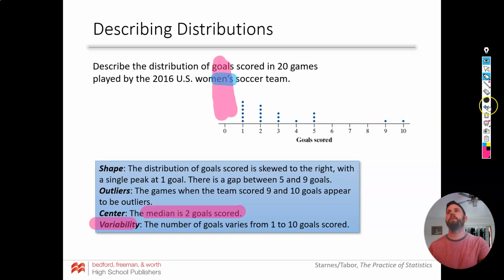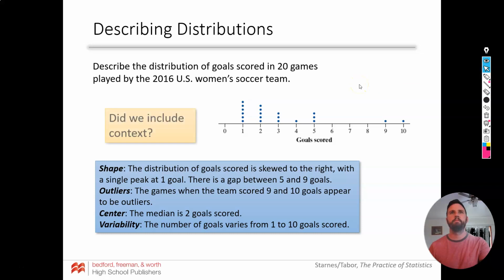Is that a redo? Alright. Here we go. Is there context? Yes. We're talking about the goals, the team. That's the context we're talking about.